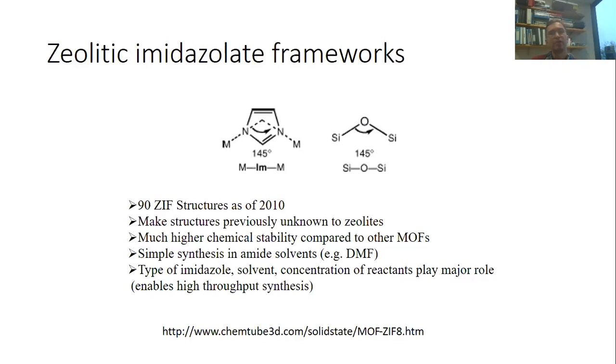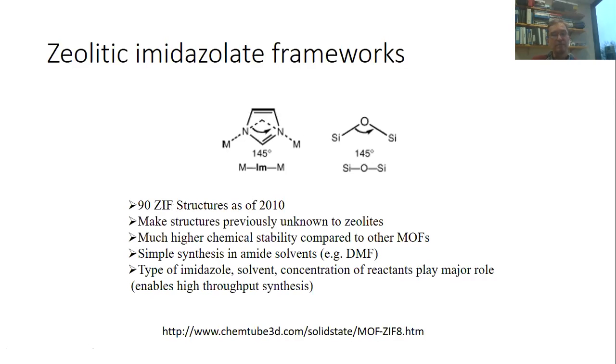So now again, you have a great variability of chemistry. Here again, you can use many metal cations that have a 2+ charge. You can also use imidazole linkers that have different substituents. So in 2010, that was 10 years ago, there were already 90 ZIF structures. I'm sure there are many more, I guess multiple hundreds, if not thousands today.